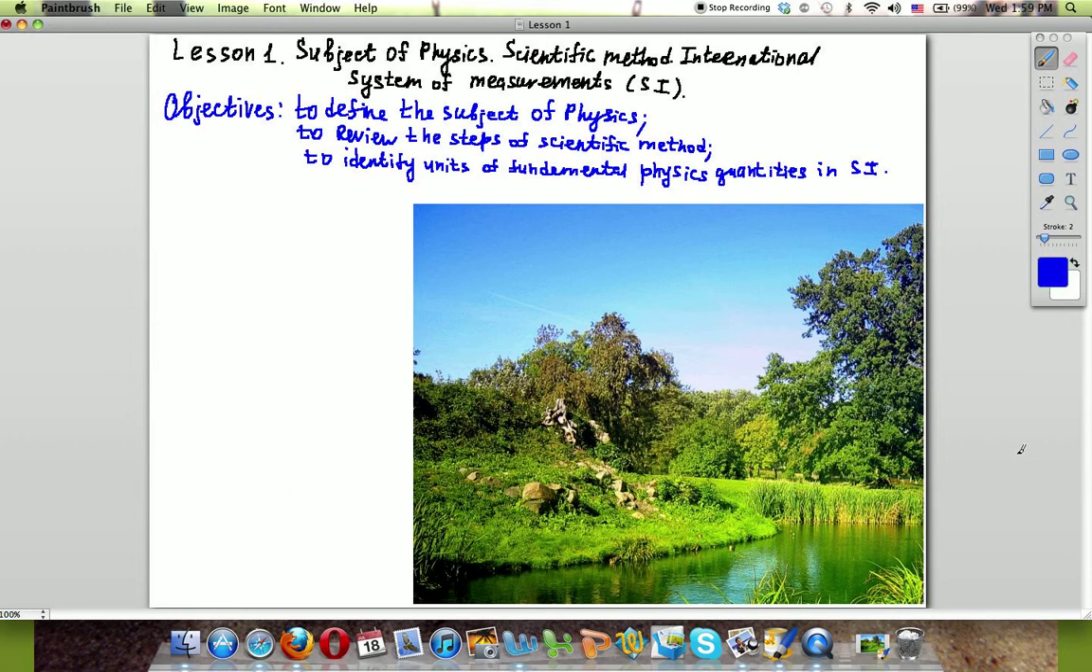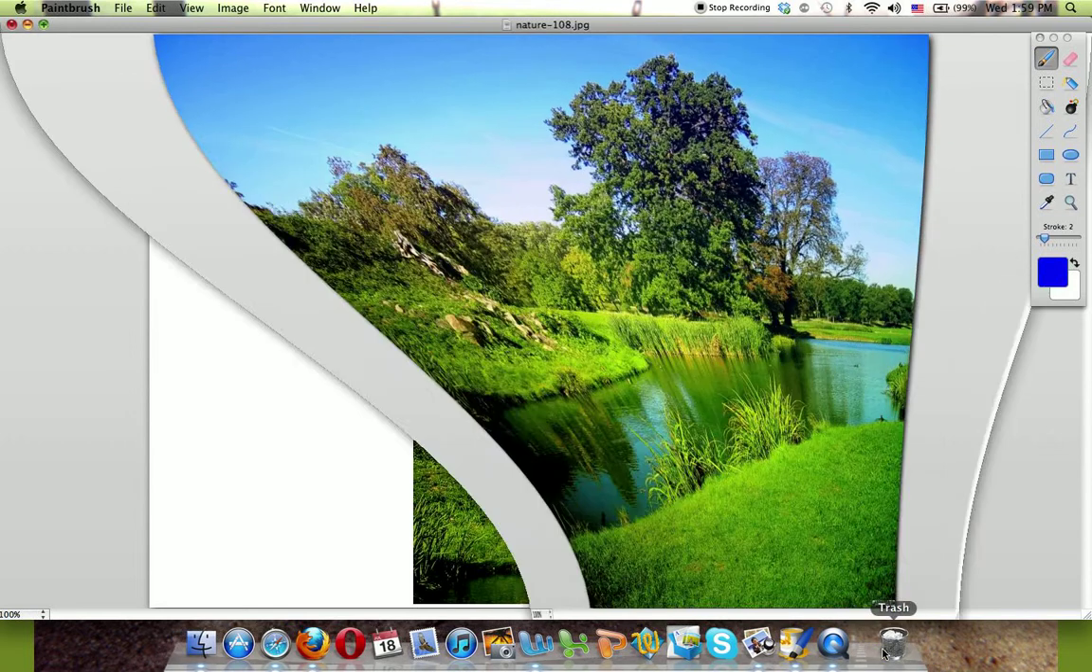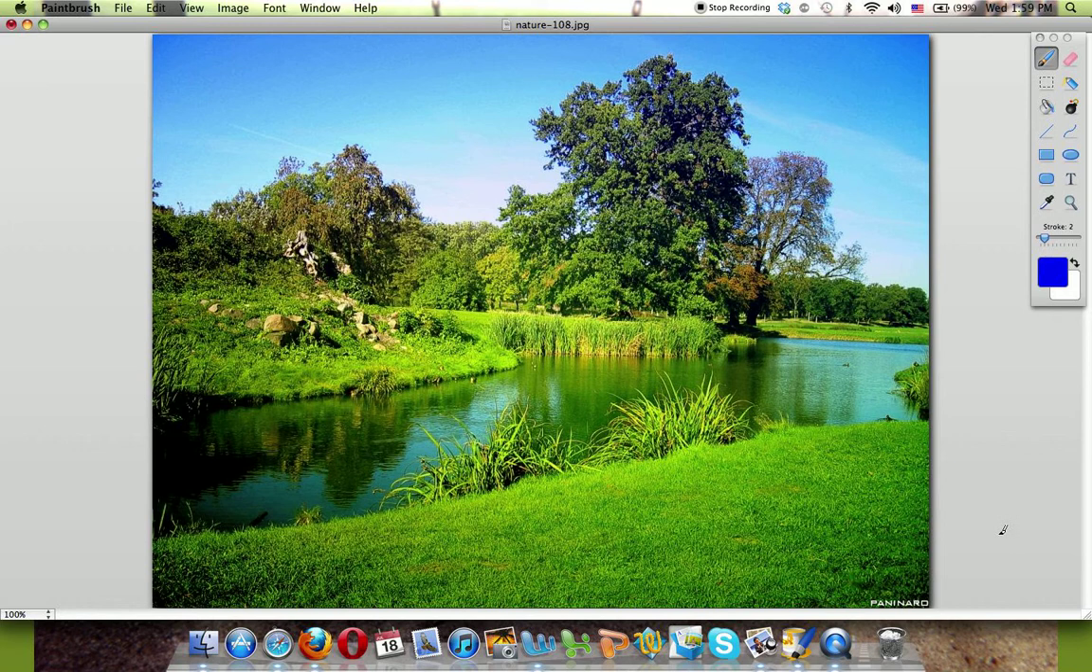So, what is the subject of physics? To come up and to understand the subject of physics, I wanted you to observe this beautiful scenery. And this is a bigger picture. And I wanted you to come up with two questions that you think would be appropriate to ask a physicist.